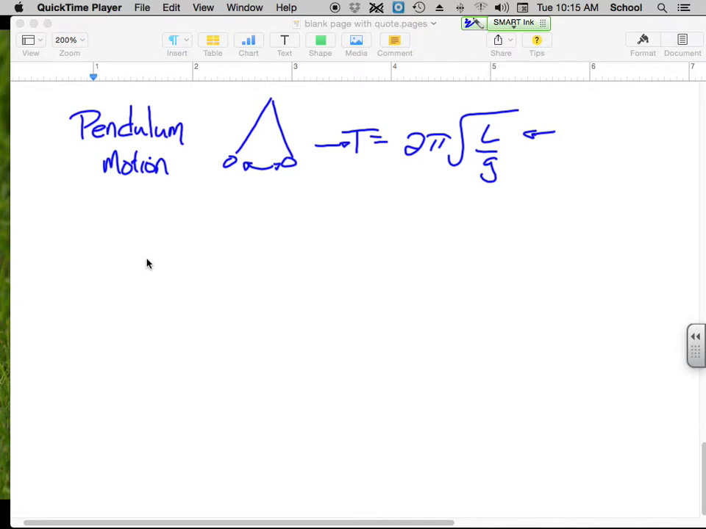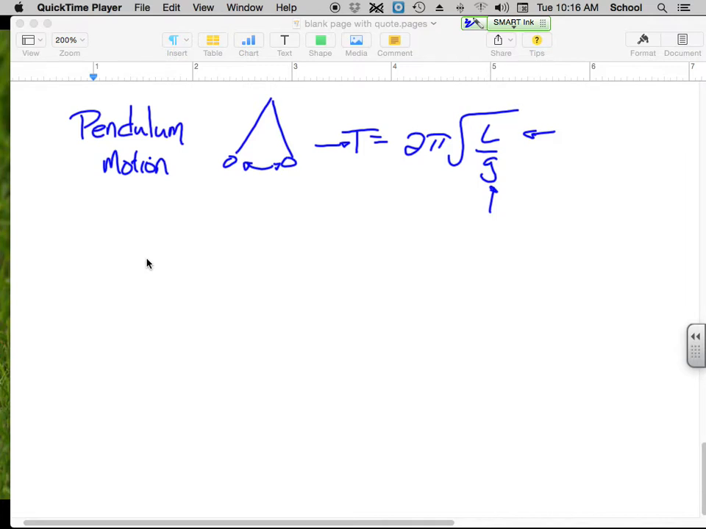So if G changes, how would G change? If you're on a different planet, then G would change. So if you're on a smaller planet, G would get smaller. And if this gets smaller, then this would get bigger. Or if you went up in the mountains, then G would get a tiny bit smaller, so T would get a tiny bit bigger.